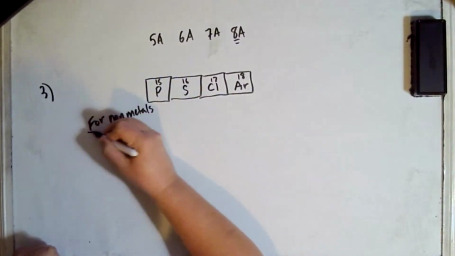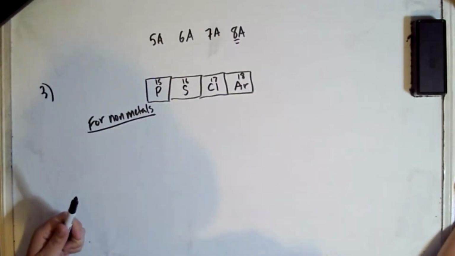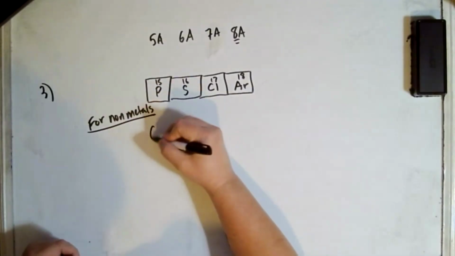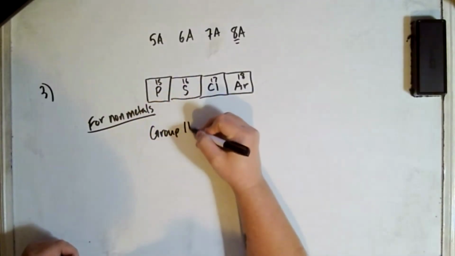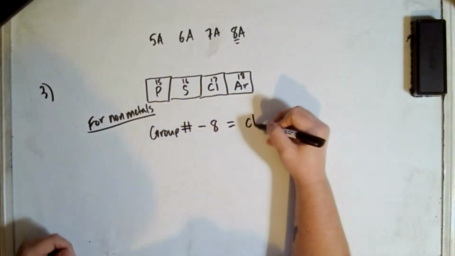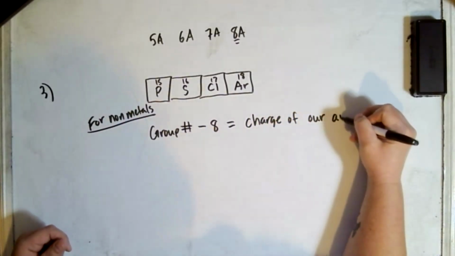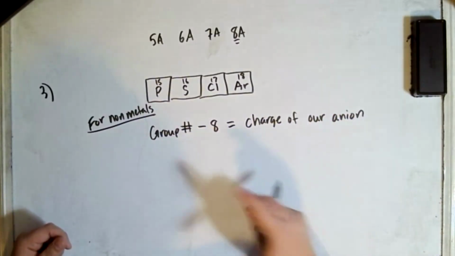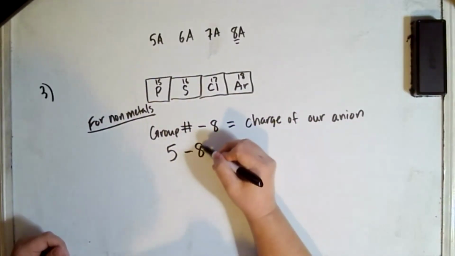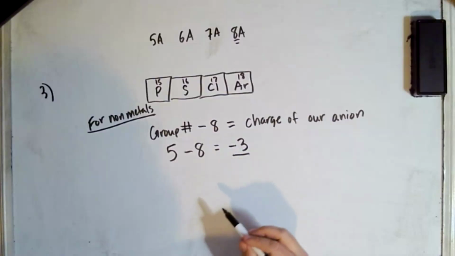And this is, again, for nonmetals because nonmetals are our negative ions. For our nonmetals, we can look at our group number. We can subtract 8, and that's going to give us the charge of our anion. So everything that's in group 5A, I'm going to subtract 8 from that. Everything that's in group 5A that's a nonmetal is going to have a -3 charge.